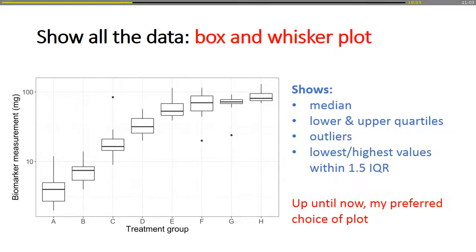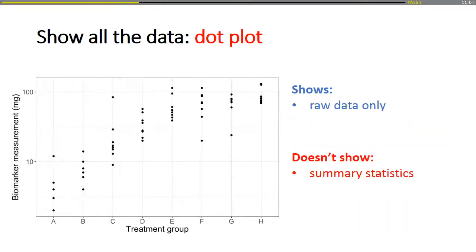They show us the median, the lower and upper quartiles. They show us outliers, ranges within a certain range of the interquartile range. And so they're very handy. We can see the trends in the data from that, and we can get a good idea what's happening.